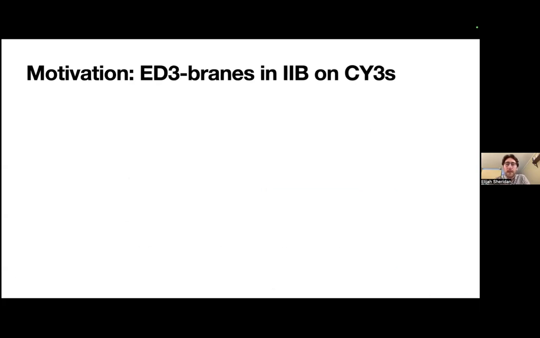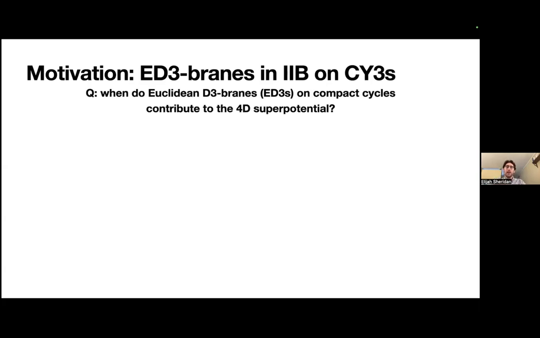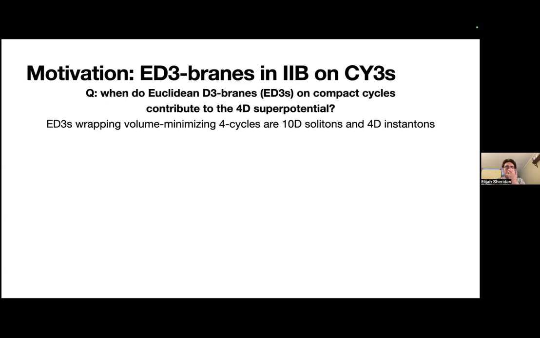An additional important D-brane contribution to the low energy theory is from Euclidean D3 branes. And so the question I want to ask here is, when do these Euclidean D3 branes wrapped on compact cycles contribute to the four-dimensional superpotential? This really is, again, a question about counting degrees of freedom, but I'm going to phrase it in this way. As solutions to the Euclidean equations of motion, we're accustomed to objects like this contributing to semi-classical expansions of the path integral, and giving us 10D solitons, or in 4D, where they're point-like in Minkowski space, they act as instantons.